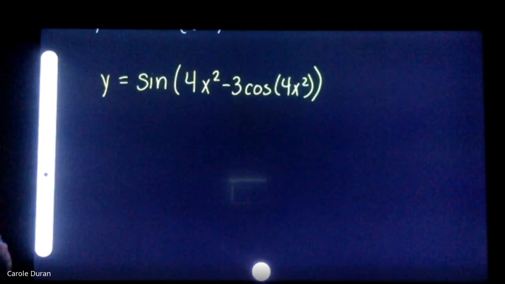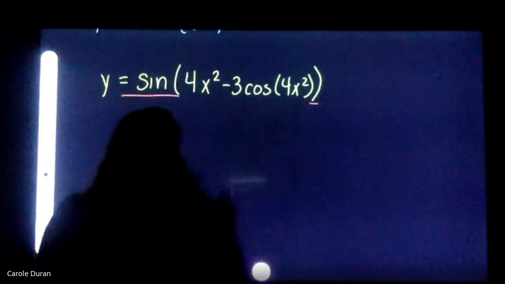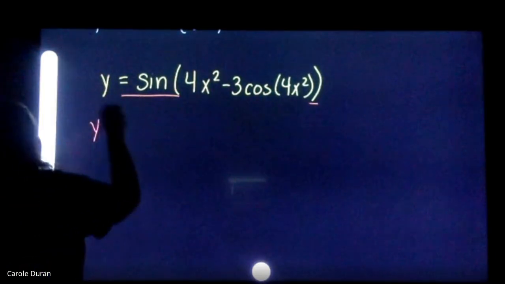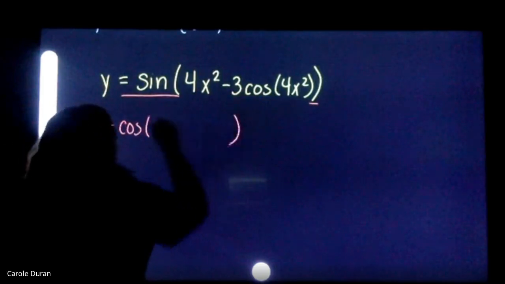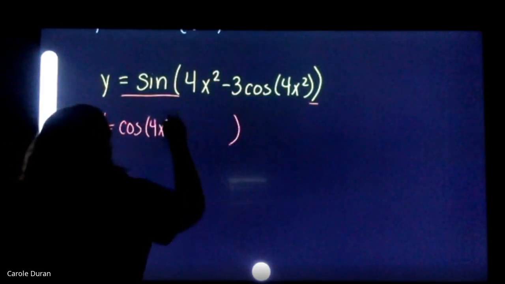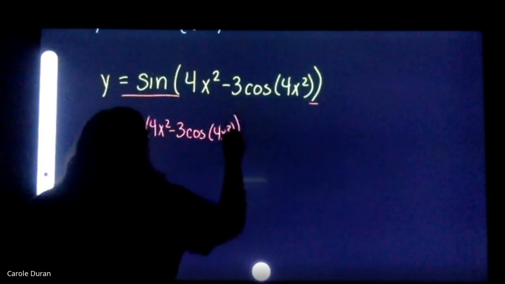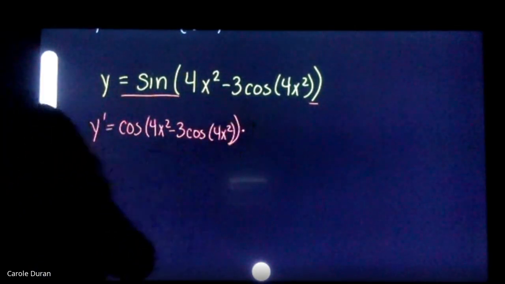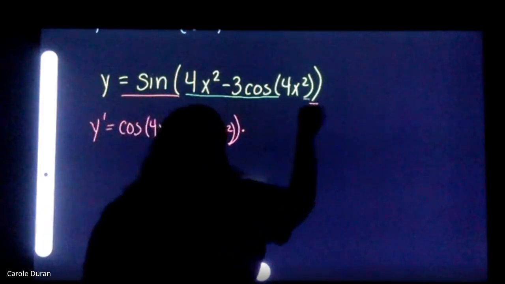We start on the outside first. So my outside function is going to be sine of the parentheses. The derivative of sine is cosine. So now I have y prime equals cosine of everything inside that parentheses times the derivative of the inside function.